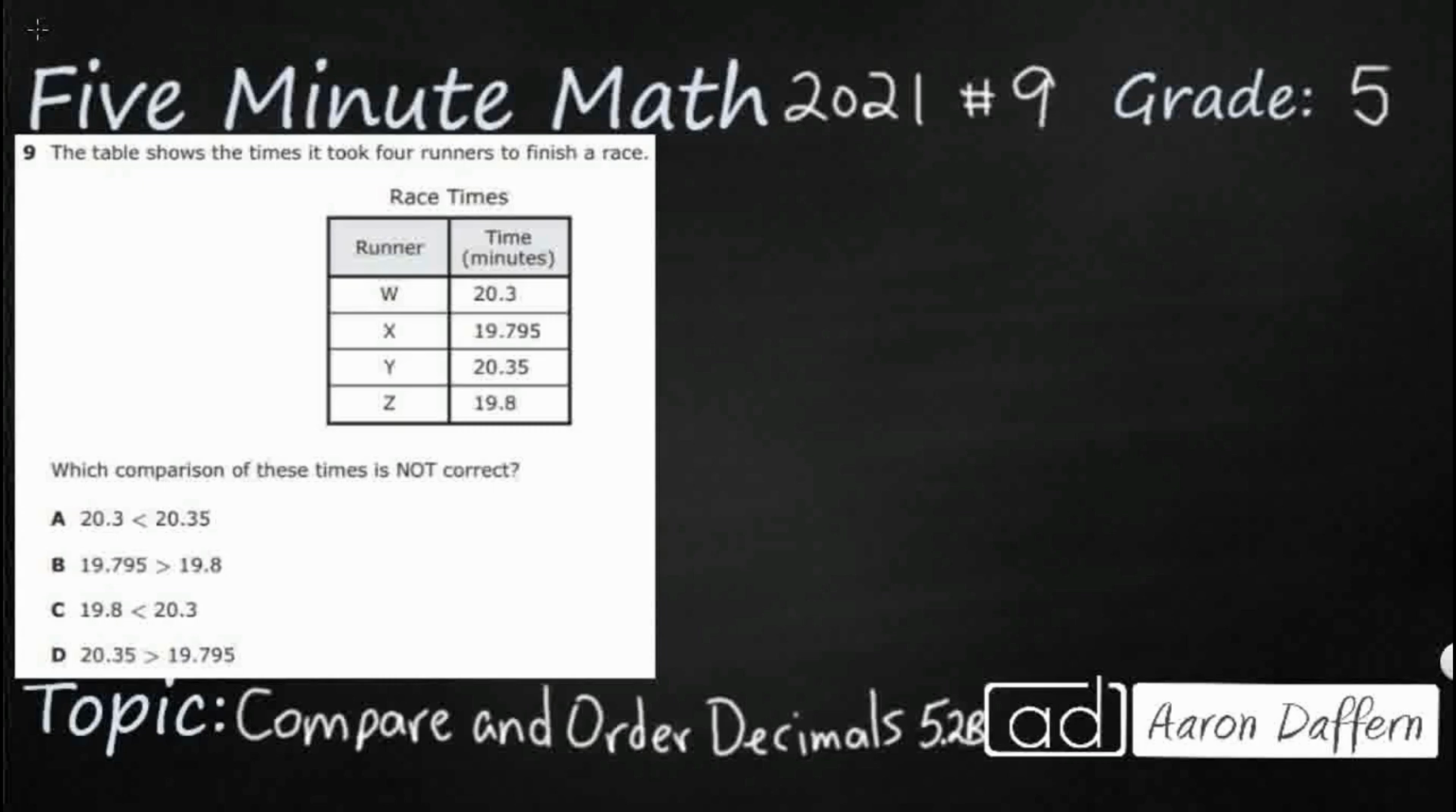So we have a table here that shows 4 different runners and the time in minutes that it took for them to complete a race. And what we need to do is find a comparison that is not correct. So we've got 2 less thans, 2 greater thans. So let's go ahead and get our place value working here just so we understand what we're talking about.